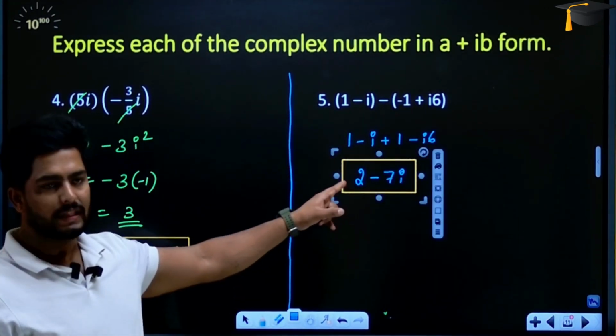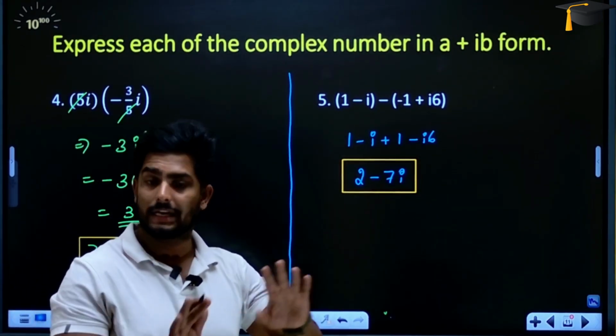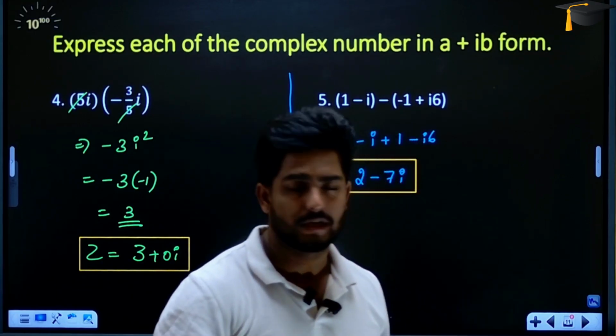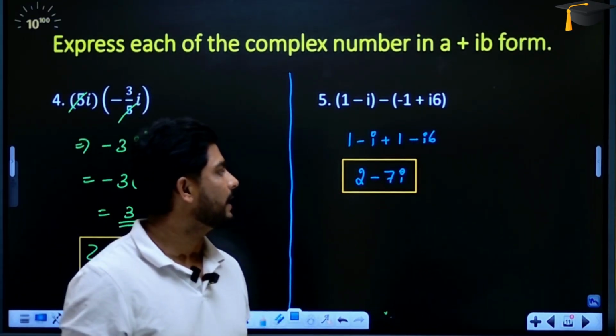ಸೊ ಇಲ್ಲಿ ಈಗ a ಅಂತ ಕೇಳಿದ್ರೆ a is 2, b is -7 ಆಯ್ತಾ? b is -7, it's not ಏನದು -7i ಅಂತ ತಗೊಳ್ತೀರಾ. So that is not the right answer. So you should consider -7 ಅಷ್ಟೇ. Okay, next.